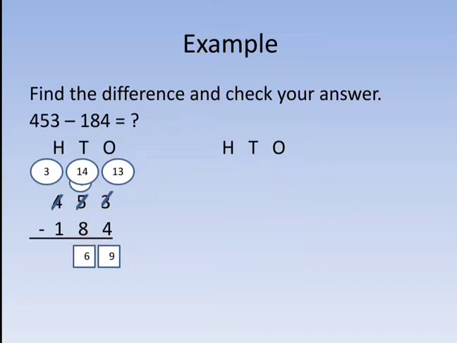After finishing subtracting the tens place, we will move to the hundreds place. Now in the minuend, 3 is there in the hundreds place and 1 is there in the smaller number. We can easily subtract it. 3 minus 1 equals 2. So the difference that we get after subtracting 184 from 453 is 269.